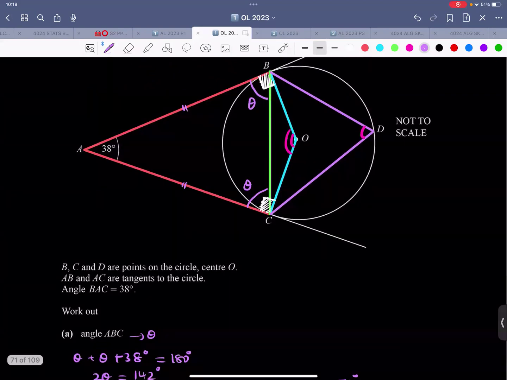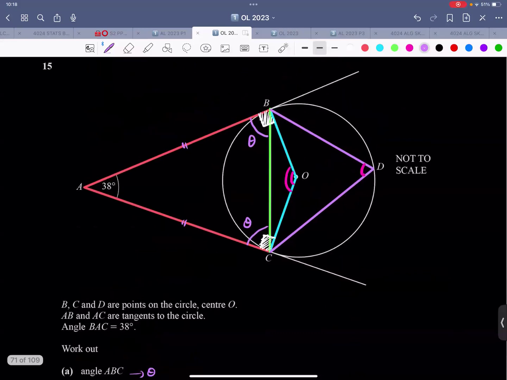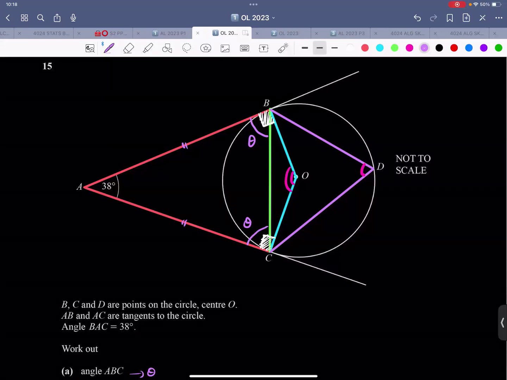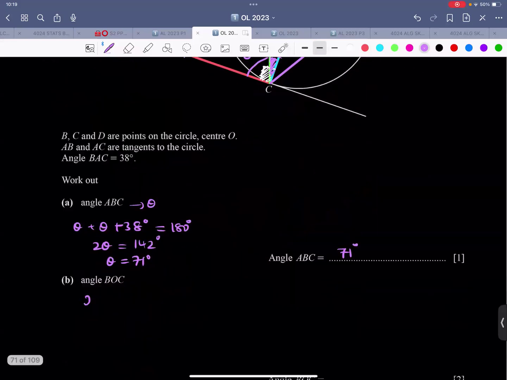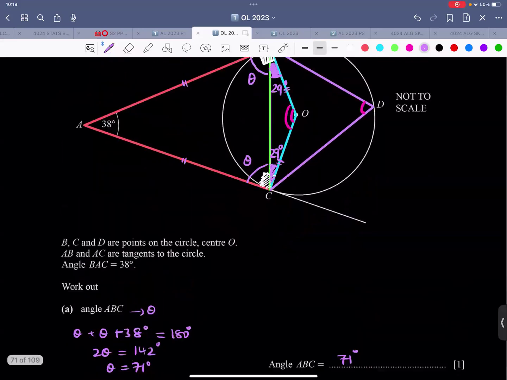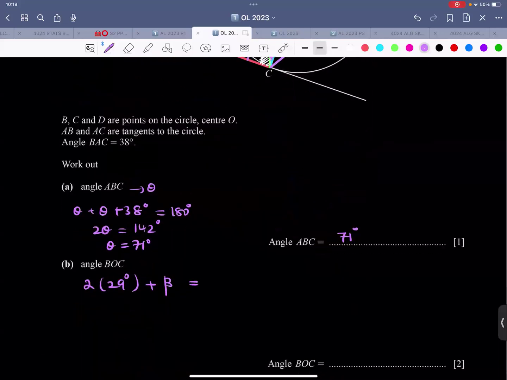Now this is 71 degrees, and it's asking for BOC. So what we can do over here is 71 and 29. This small one will be 29 degrees, and this small one also will be 29 degrees. How? Because 90 minus 71 is 29 degrees. This small one is OBC, and this is also OCB, so these two are also equal. So 29 plus 29 is 58. And BOC is 2 times 29 plus this angle, let me call it beta, so this is beta, equals 180 degrees.